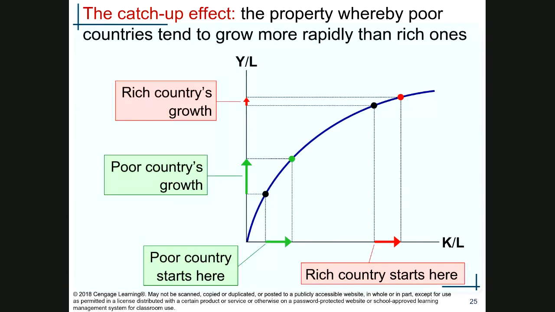Rich countries start here. Okay, they are saturated. They already have a lot of capital. If they bring more capital, it's not going to go much higher anymore. Versus poor countries here, you give them extra capital, they're going to jump. Okay? They're going to jump faster. Just study these two slides here.